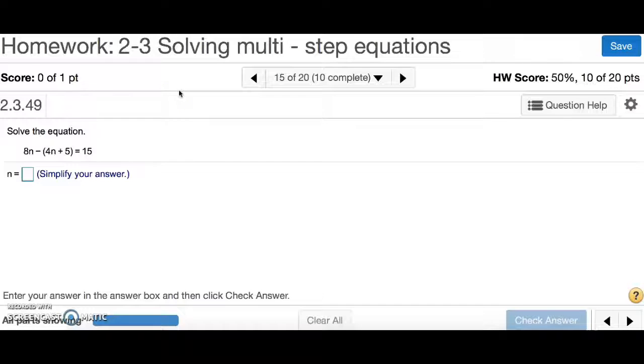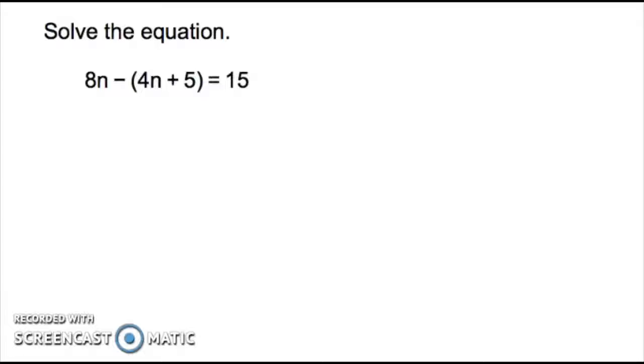Number 15 says solve the equation. Let's take a look at it. What we need to do first is distribute this negative into the parentheses. So this will become negative 4n minus 5. Okay, from there, we combine our like terms. 8n and negative 4n are like terms. 8n minus 4n is 4n.